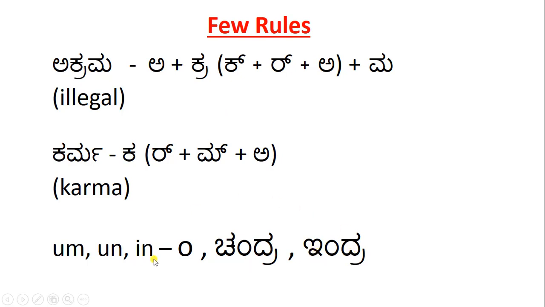Next one. Indra. In. O comes. Indra. We use o, and this is dra. Indra is a god. So Indra and Chandra. So whenever an, in comes, we use the o. So that's it. Those are the things that I wanted to say about the double consonant.